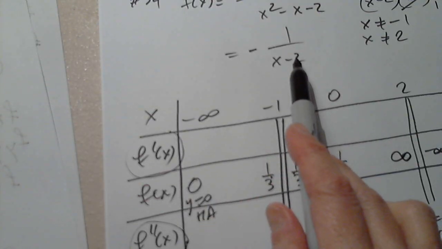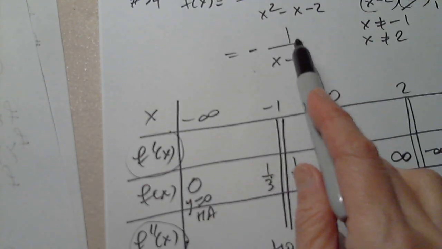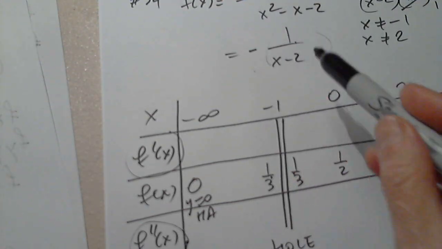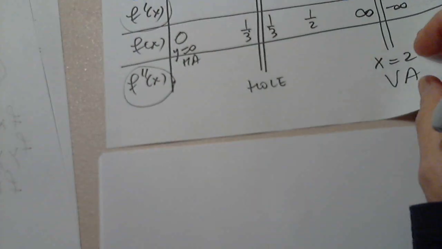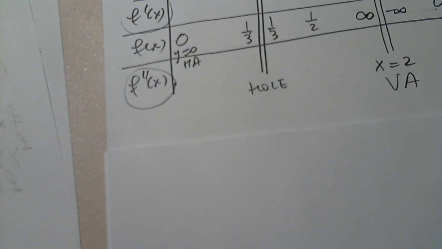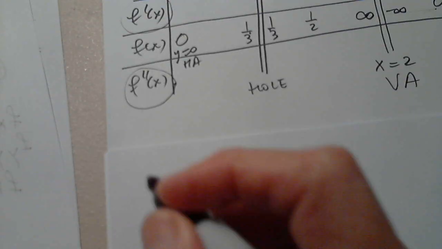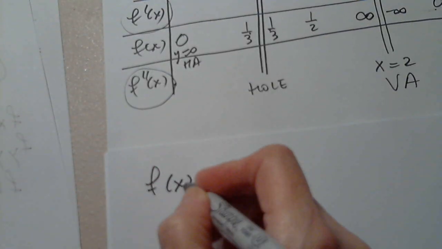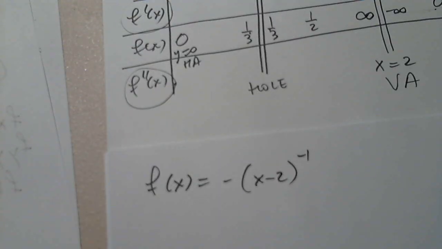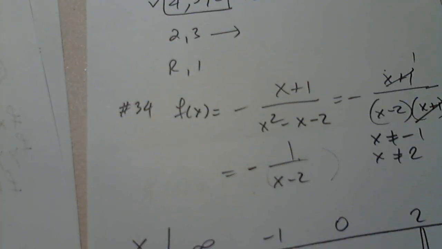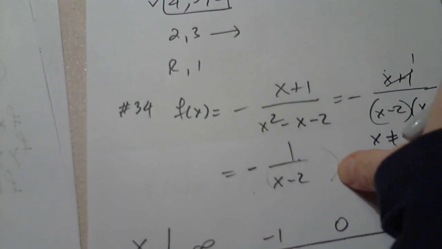So I changed this into negative, in parentheses, x minus 1, x minus 2 to the -1. Why? Because the numerator does not have x, and it's easier for me to differentiate. So now I will write this. It's much easier to differentiate. Now, if the numerator has x in it, I will have to use the quotient rule. But because it doesn't, this is so much easier to change into a power.